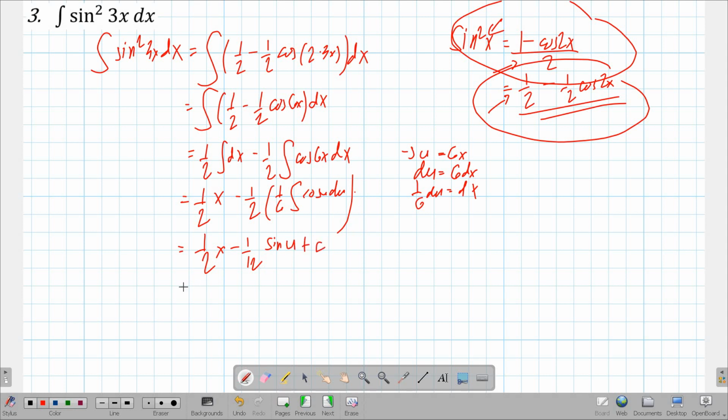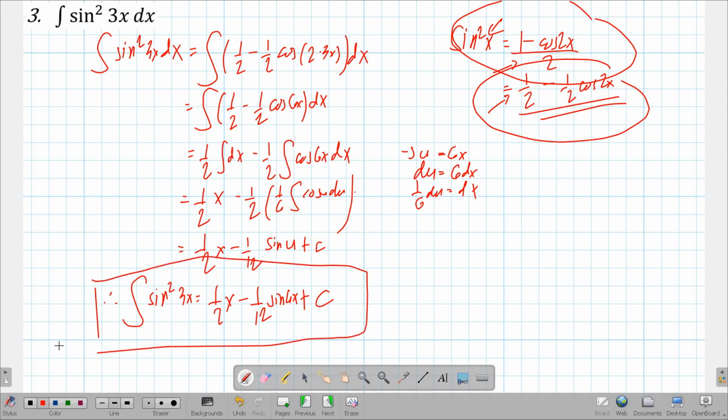Hence, u is equal to 6x. Therefore, the integral of sine squared 3x will be equal to 1/2 x minus 1 over 12 sine 6x plus c. There you go.